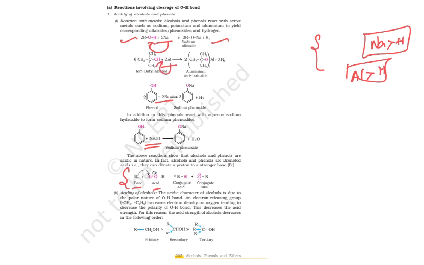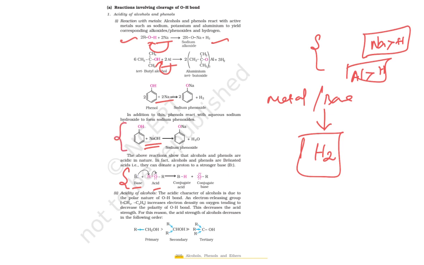So whenever acid or alcohol reacts with a metal or base, there is a formation of H2 gas. Right? So here this acts as an acid, this is a base, and there is a formation of salt, sodium phenoxide, and this is water. Now I will take the water, and I will take the alcohol.